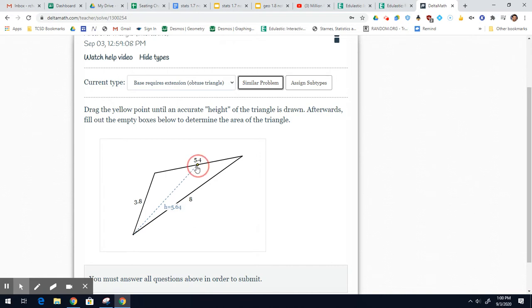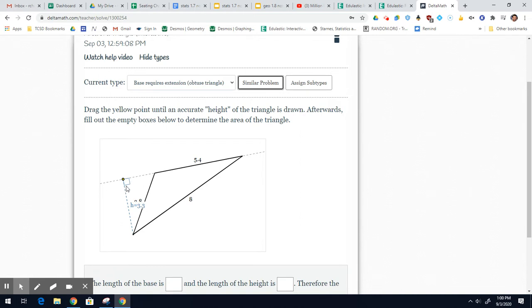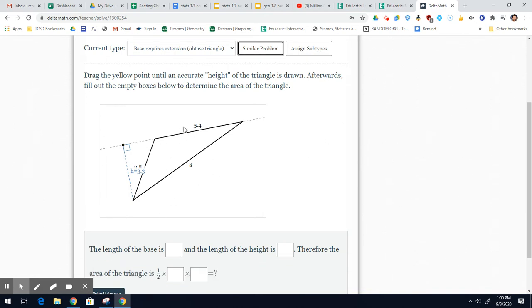So I'm going to click and drag this point. And now because this triangle is obtuse, notice what happens once I get here. That's still not a right angle. So I have to actually go outside of the triangle until boom, there is your right angle. And this is just to emphasize that the height has to be perpendicular to the base. So now in this picture here, once I've done that correctly, you got the right angle.